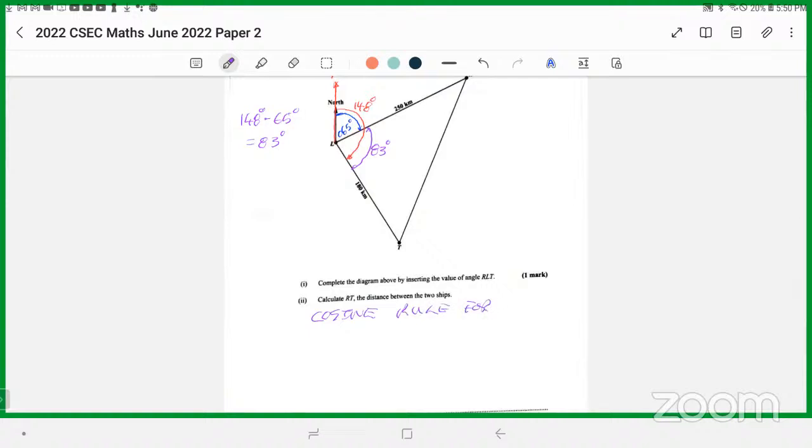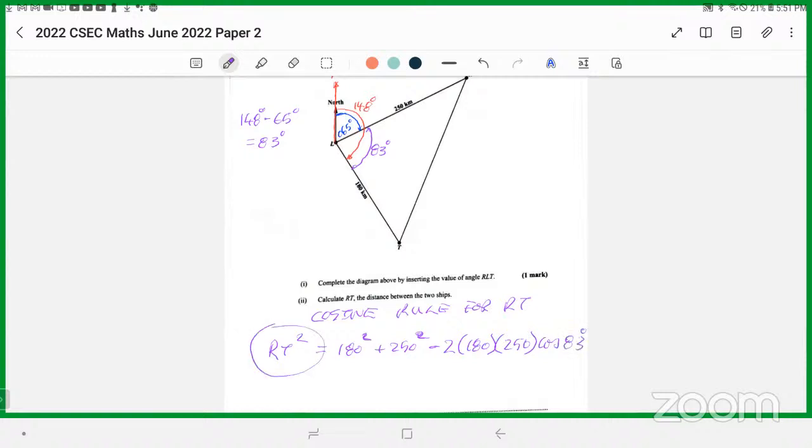Cosine rule for RT. So we might start like Pythagoras' theorem. RT squared is equal to this side squared plus that side squared. That's 180 squared plus the 250 squared, minus a piece. Remember, that's not a real hypotenuse. So you have to subtract a piece, right? So you subtract twice the product of the two sides, 180 and the 250. And you take the cosine of the angle between them, which is the 83 degrees.